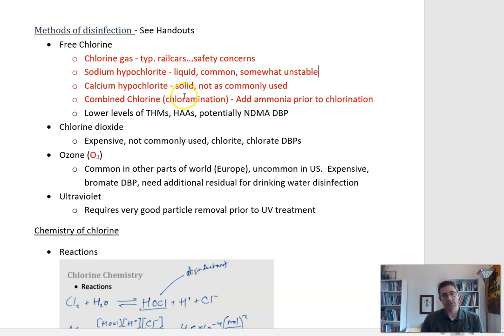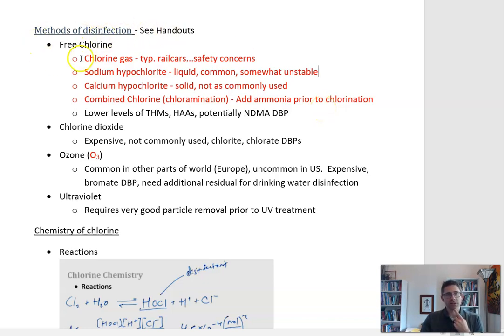However, chloramination can cause production of NDMA, nitrosodimethylamine, which is an extremely carcinogenic compound. It has been difficult to measure historically, but now we have the technology to do that, and so there's always a concern about that one as well.